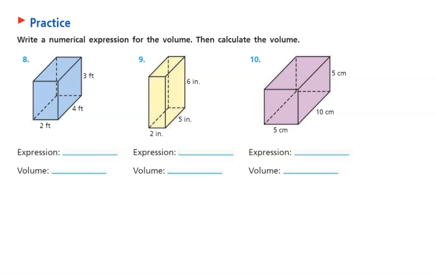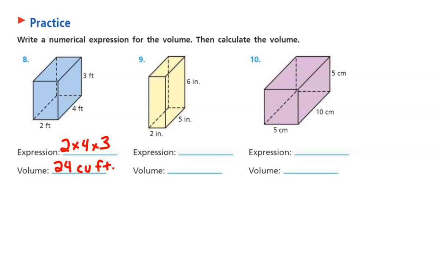So 8 through 10 want you to do just some practice. It says write a numerical expression for the volume, then calculate the volume. What they mean by a numerical expression is basically what is your formula, or what's the numbers in your formula. So for this one, this would be a length of 2, a width of 4, and a height of 3. So that would be 2 times 4 times 3. And we literally just did that problem. That one is 24 cubic feet, because that's 2 times 4 is 8, and 8 times 3 is 24.